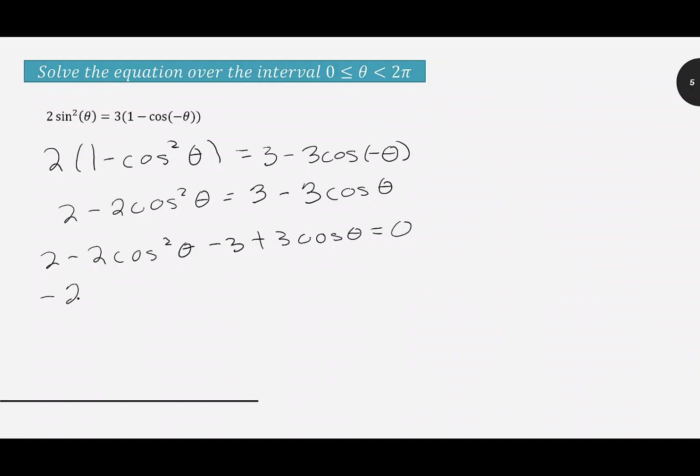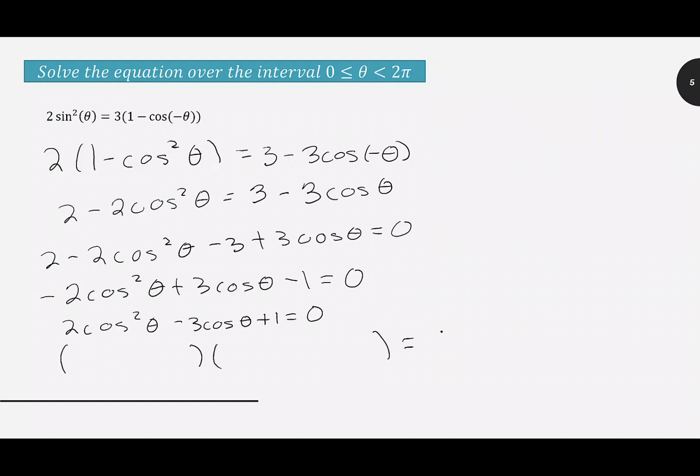I'm going to put the negative 2 cosine squared theta first. Then I'll put my plus 3 cosine theta. I combine the 2 with the negative 3, which gives me negative 1 equals 0. I like my leading coefficient to be positive, so I'm going to divide each of my terms by a negative 1. I get 2 cosine squared theta minus 3 cosine of theta plus 1 equals 0.